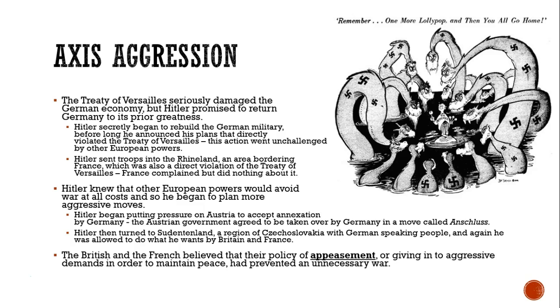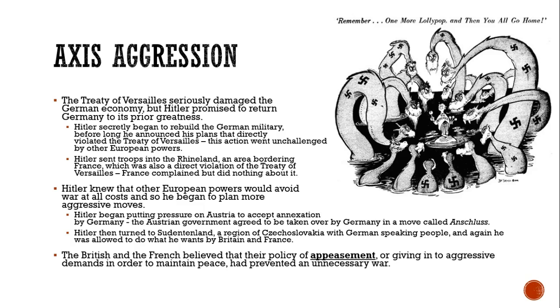So the Treaty of Versailles had pretty seriously damaged the German economy, but Hitler had promised to make Germany great again and return it to its prior greatness. So he started to secretly rebuild the German military and also announced plans that violated the Treaty of Versailles. But this action went completely unchallenged by Britain, France, or any of the other European powers that had been concerned about Germany's power during the Treaty of Versailles.